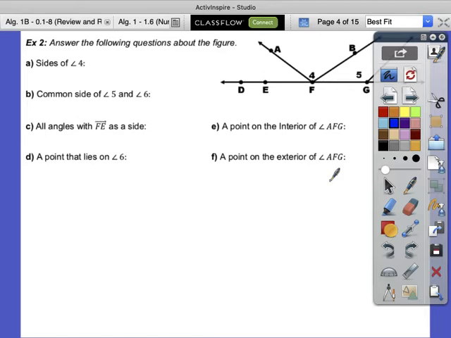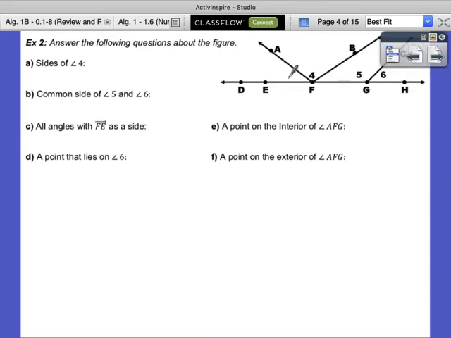Answer the following questions about the figure. So we have angle 4 here. Angle 4 is this angle right here. What are the 2 sides of angle 4? The sides are the rays. So what are the 2 sides of angle 4? Elizabeth, you want to give me one of the sides? Okay. Ray FA. Yep. Ray FA.